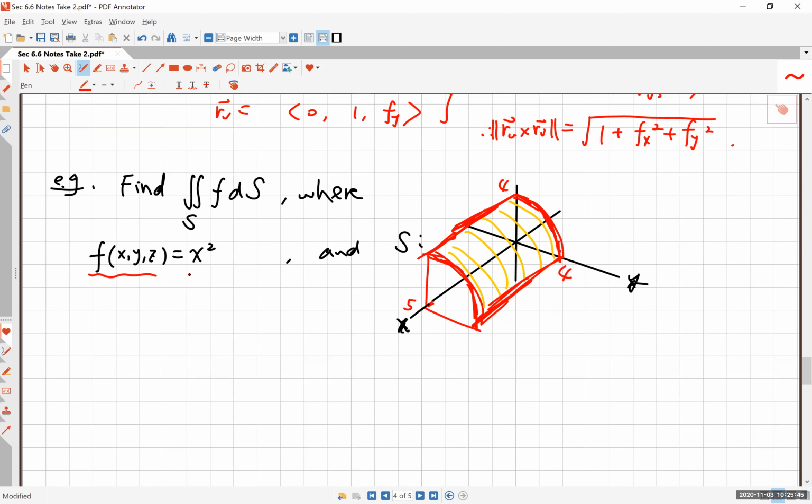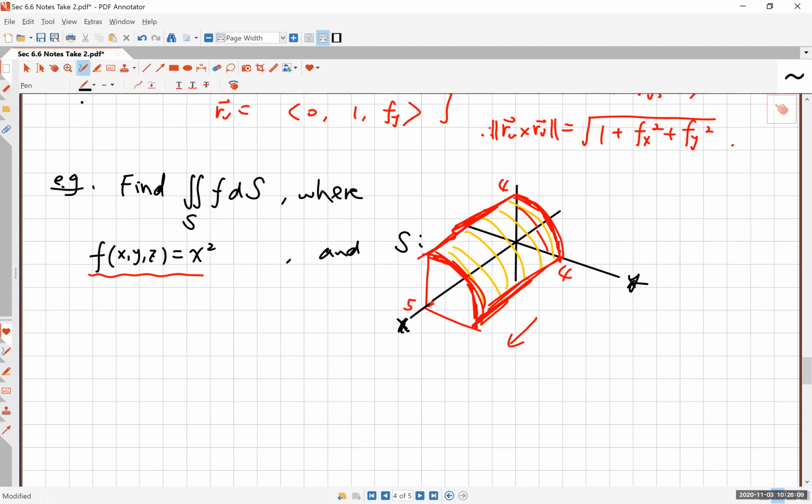And you can think of f as a density, all right? So in other words, it gets heavier and heavier as x increases, right? So this part is much heavier than this part, and so on. So how heavy is this? What's the mass of this piece of metal or whatever that is? And that would be the answer to this question, the double integral of f on surface S.